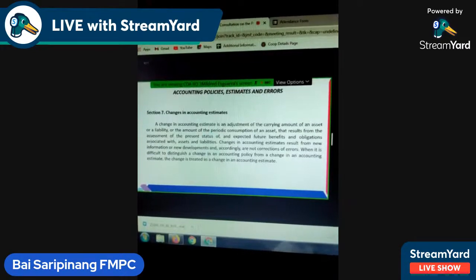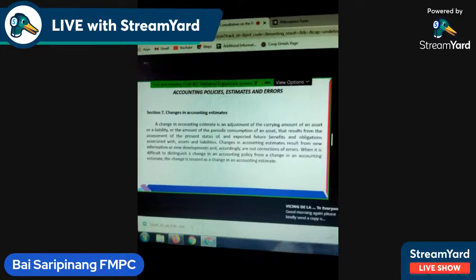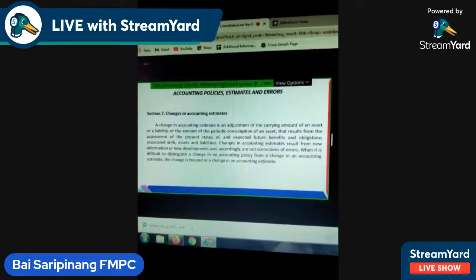This is a judgment of the carrying amount of an asset or a liability, or the amount of the periodic consumption of an asset that results from the assessment of the present status of and expected future benefits and obligations associated with assets and liabilities. Now, changes in accounting estimates result from new information or new development, and accordingly are not corrections of error. So, hindi siya correction, hindi siya error.